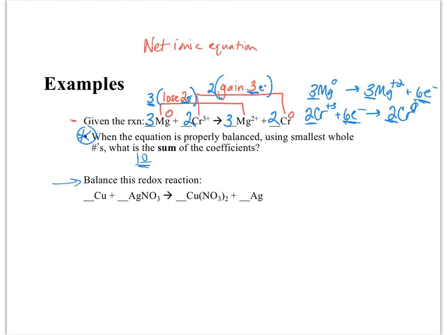10. For this question, balance the redox reaction. If it doesn't tell you to do electrons and stuff, just balance the equation. If they give you a whole equation, you balance the equation. So you just throw a 2 here and a 2 here and you're done.